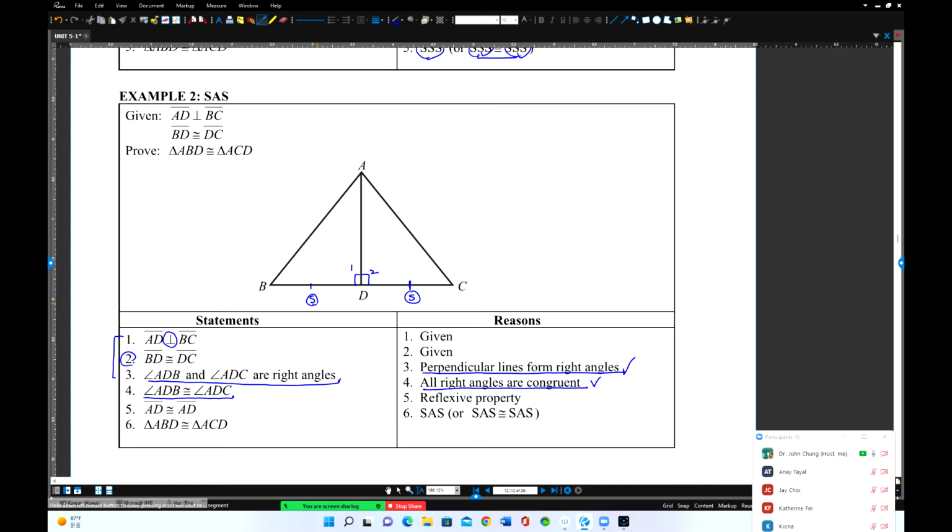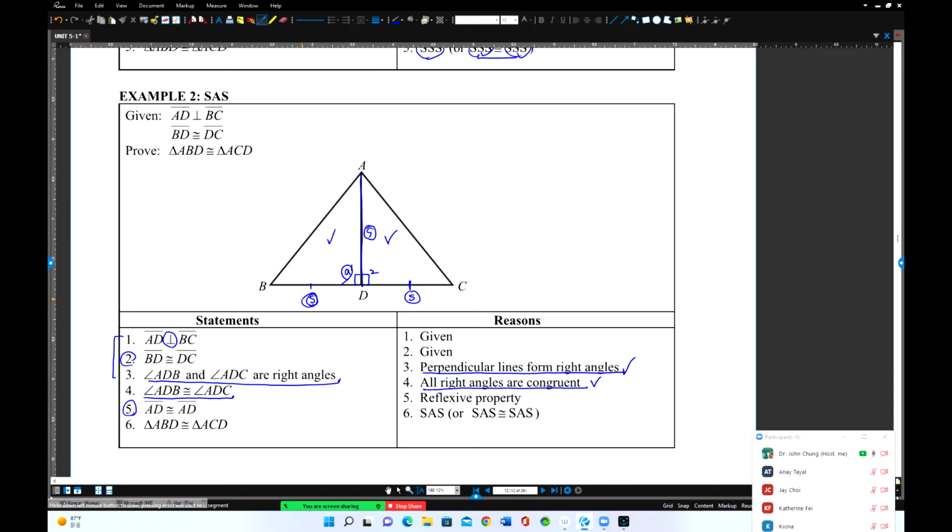It's okay? Yeah, we need one more. Where is it? This side, isn't it? This side is reflexive. Okay, so AD on this triangle, another AD on the other triangle, they are congruent. Same length. Okay, so AD equals AD, congruent. Now we got everything: side, angle, and side.